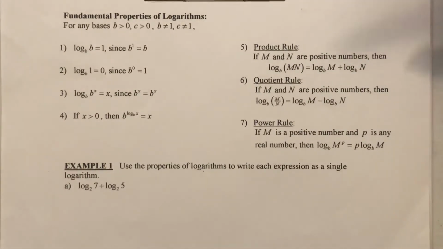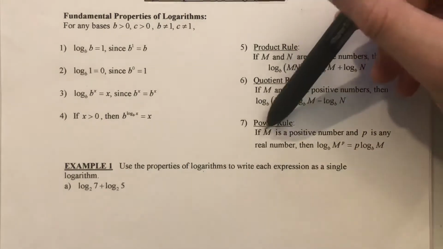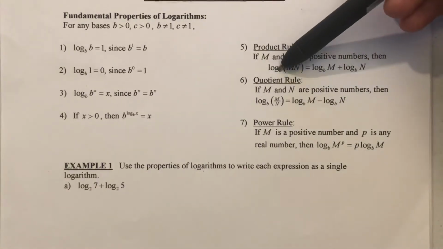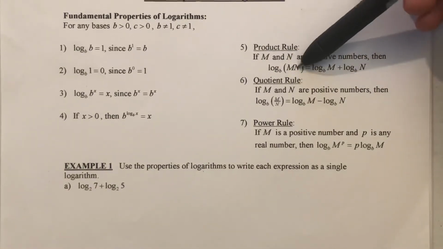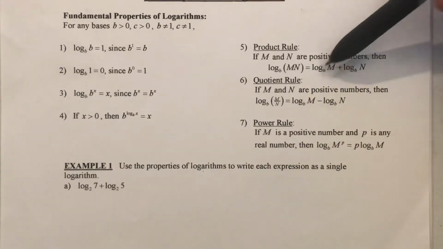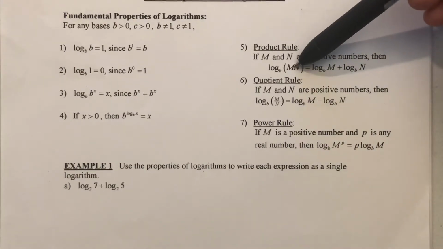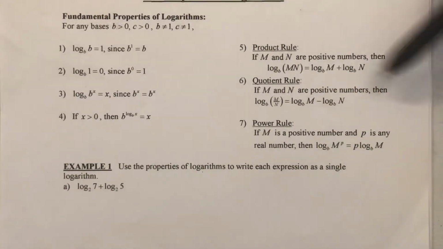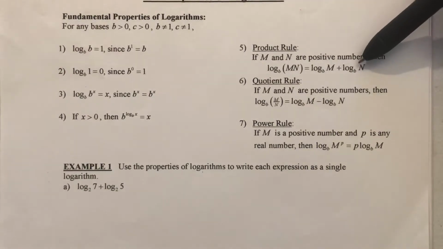The next three are new to us, and we have the product, quotient, and power rule. These are used specifically when it's useful to us to do one of two things, either expand a logarithm or condense it. The idea being that we can take the logarithm of a product, m times n, and if it's convenient, break apart that logarithm into two separate logarithms. But notice they do not break apart into multiplication. The product of the insides leads to the addition of individual logarithms. That would be called expanding the logarithm.